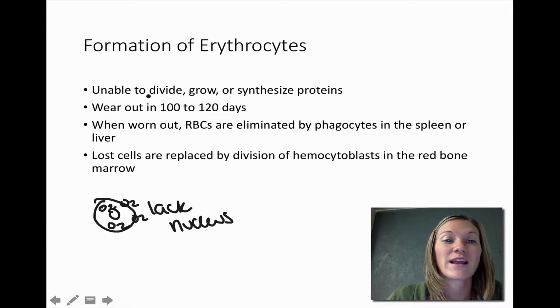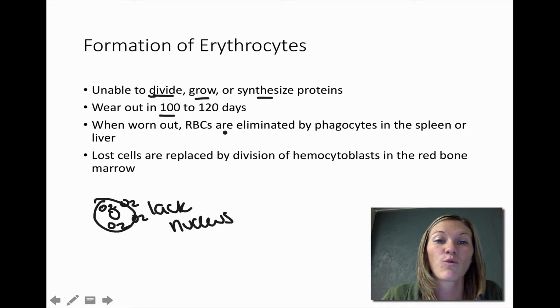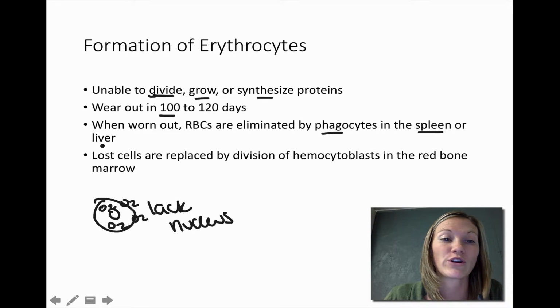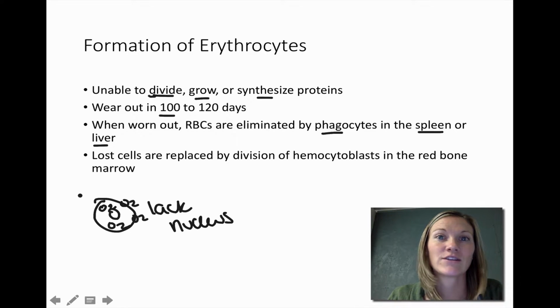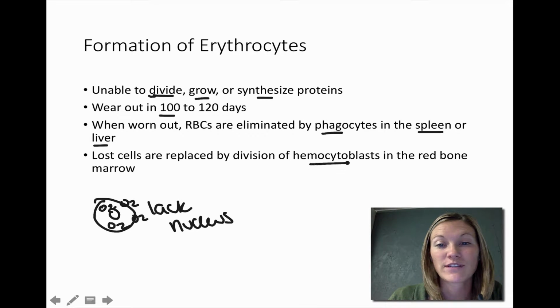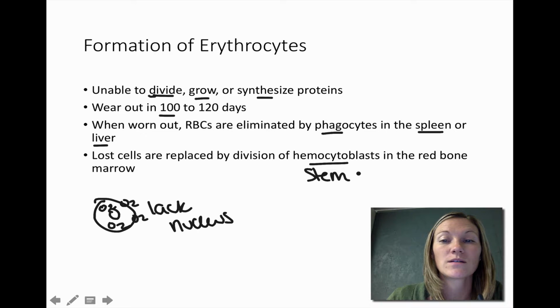Because those cells don't have a nucleus, they're unable to divide. They're unable to grow or synthesize new proteins. Red blood cells wear out in between 100 to 120 days, at which point they are eliminated by the phagocytes in your spleen and your liver. Those lost cells are then replaced by the division of the hemocytoblasts, which are the stem cells, in the red bone marrow.